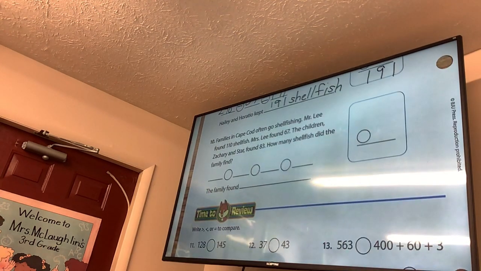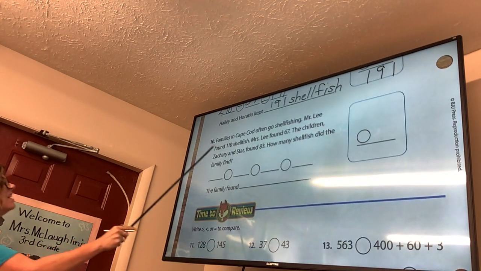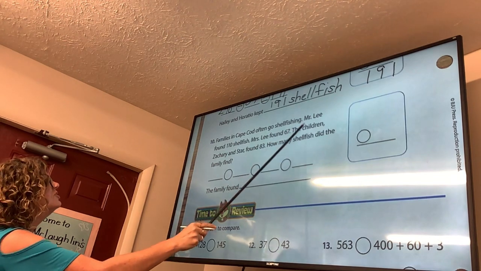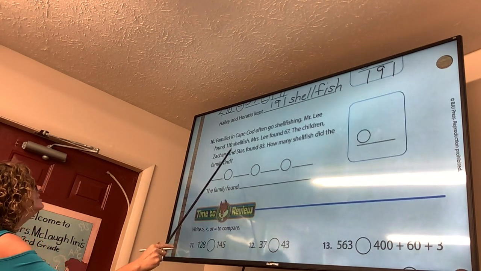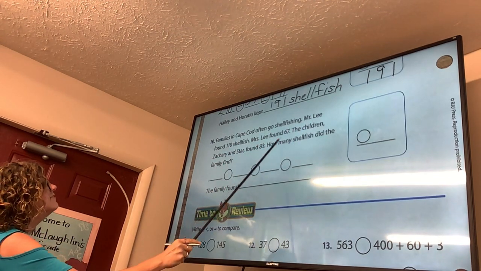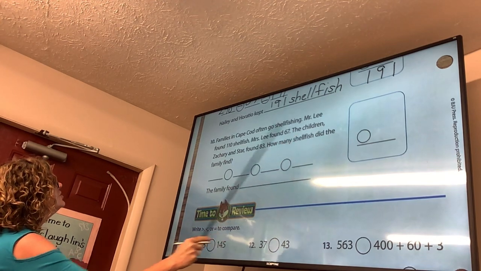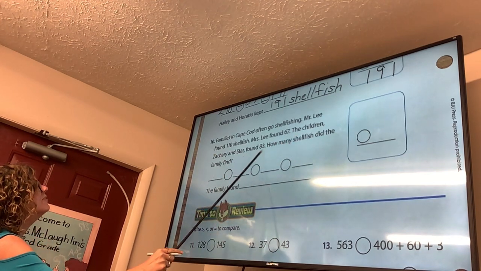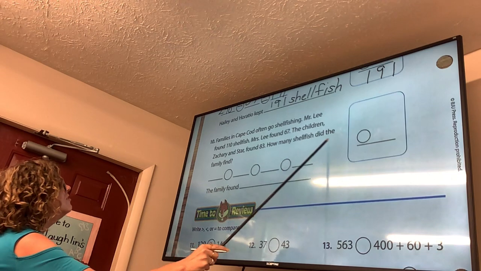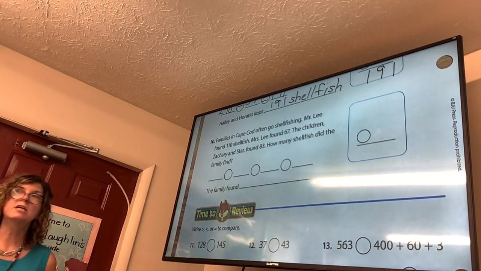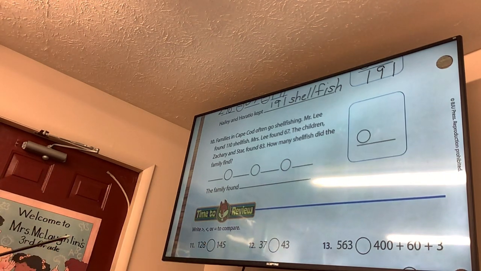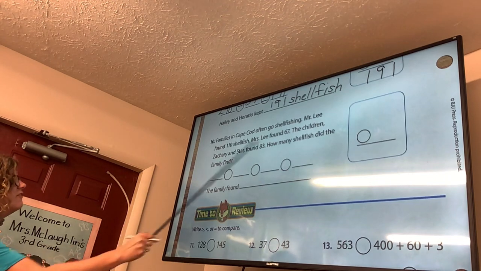All right, the second story problem says, families in Cape Cod often go shellfishing. Mr. Lee found 110 shellfish. Mrs. Lee found 67. The children, Zachary and Star, found 83. How many shellfish did the family find? So this time, what is our process? Adding. We're going to add everybody's shellfish up.